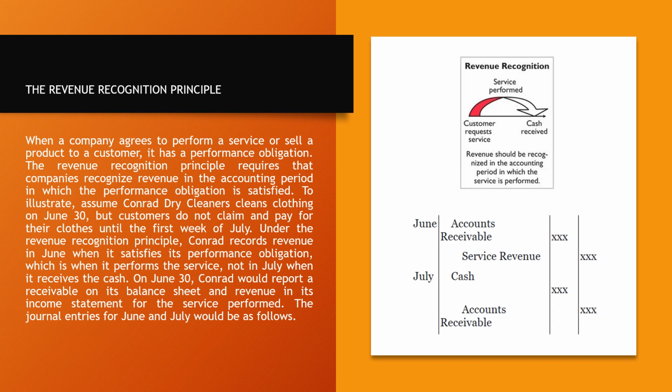The entry would look like this for June and July. In June, accounts receivable is debited and service revenues is credited, and then in July once they get the cash, we debit cash and credit accounts receivable. So that's how it would look, right? Our map for revenue recognition would be: customer requests service, service performed, cash received. Revenue should be recognized in the accounting period in which the service is performed.